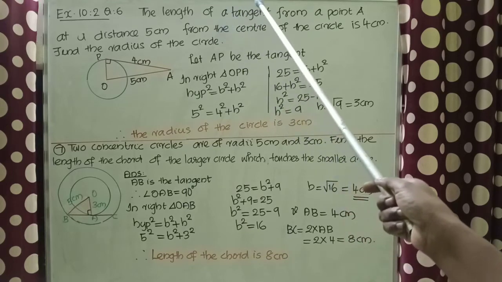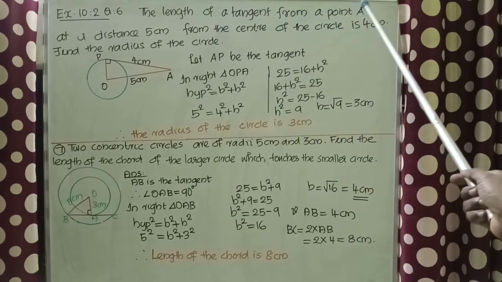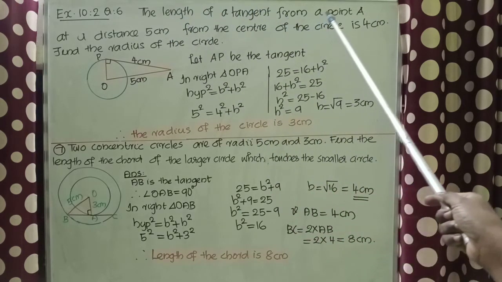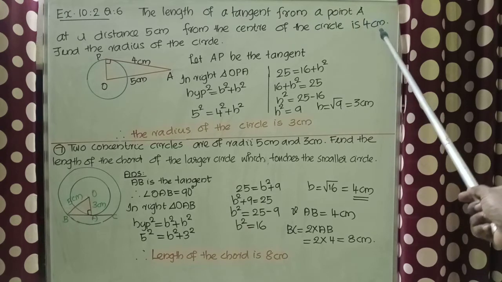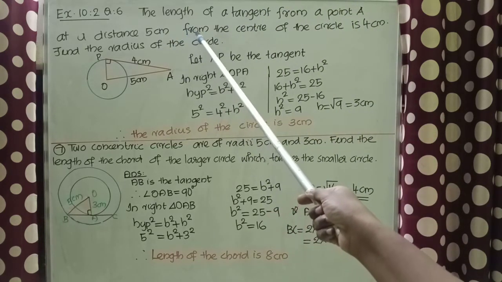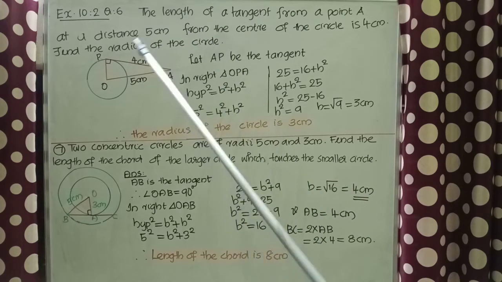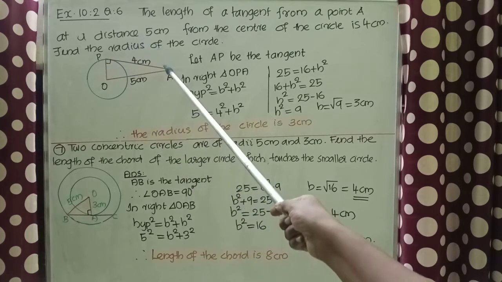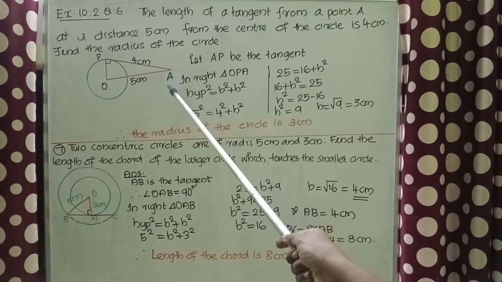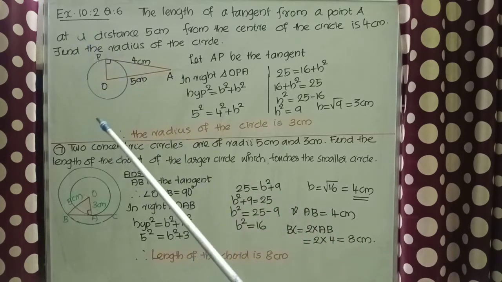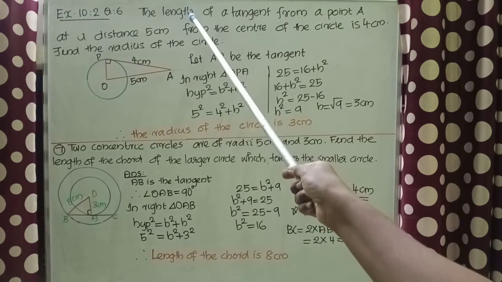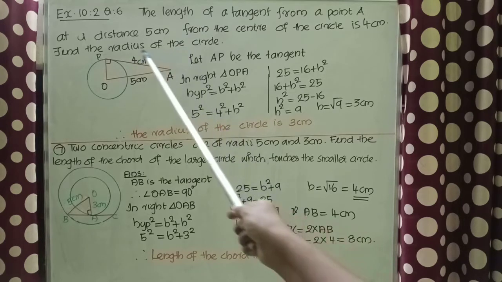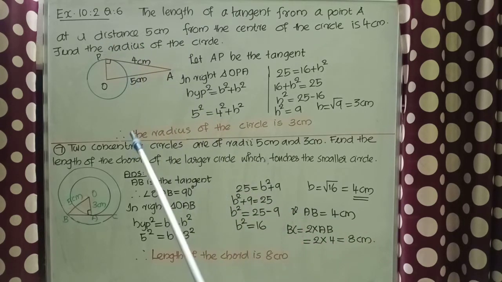The length of a tangent from a point A at a distance 5 cm from the center of the circle is 4 cm. Find the radius of the circle. So, here is drawn a circle with the center O, and A is an external point. AP is the tangent. In the question, it is given length of the tangent is 4 cm. So, here we marked AP 4 cm.